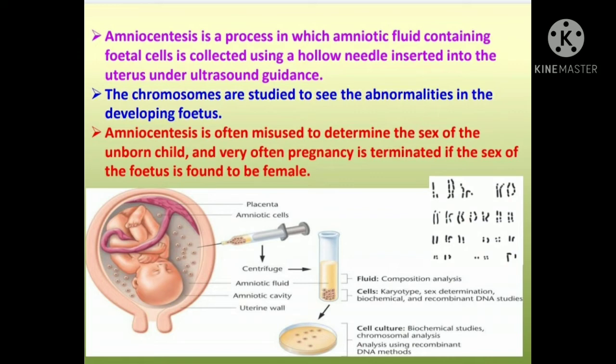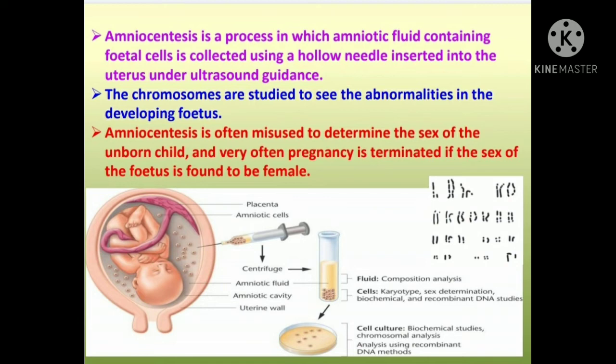Now from the figure, we can see what is there. Amniocentesis is done. Basically, it is used to extract the fetal cells for genetic analysis. Fetal cells are collected from the amniotic fluid for the proper genetic analysis of the baby, for the proper chromosomal analysis of the fetus.